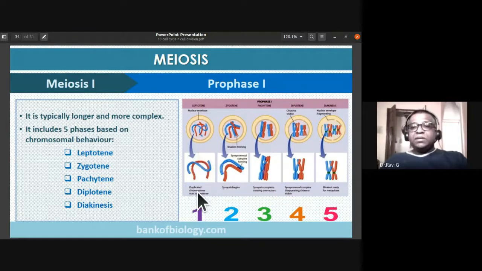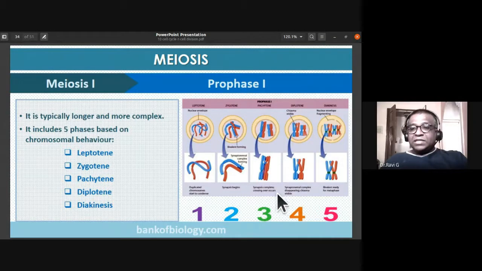In this slide, you can see a brief summary of what exactly takes place in each stage. In the first stage, leptotene, the duplicated chromosomes start to condense further. In the zygotene stage, synapsis begins, that is, pairing up of homologous chromosomes takes place, and the synaptonemal complex is also formed, and these homologous chromosomes are held together. Okay, that is one aspect that you should also remember.